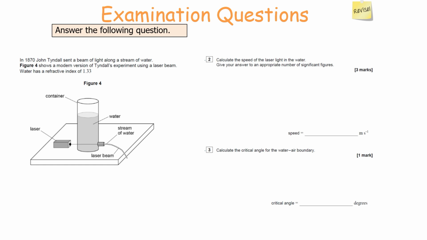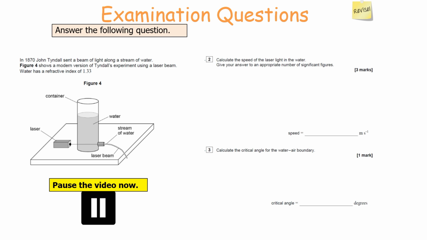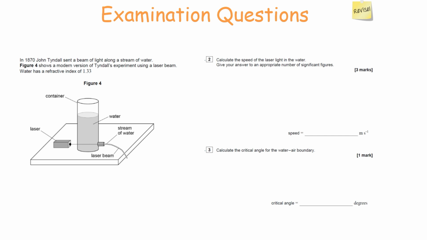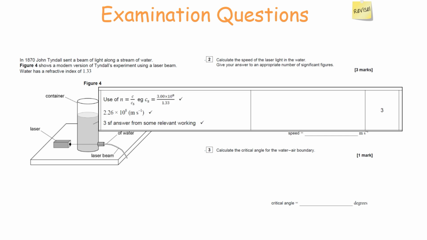From the information given, calculate the speed of laser light in the water and calculate the critical angle for the water to air boundary. So pause the video now, then unpause the video when you want to go through your answers. Right, for this first one, what we've got to do is use the equation refractive index is equal to the speed of light over the speed in that particular material.